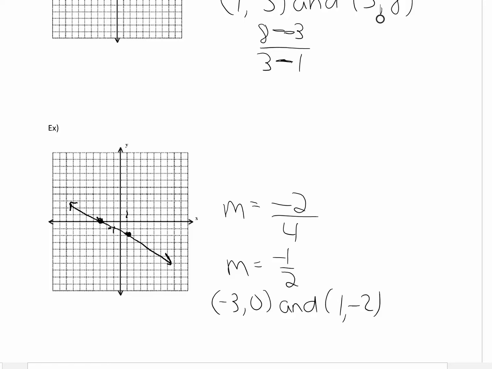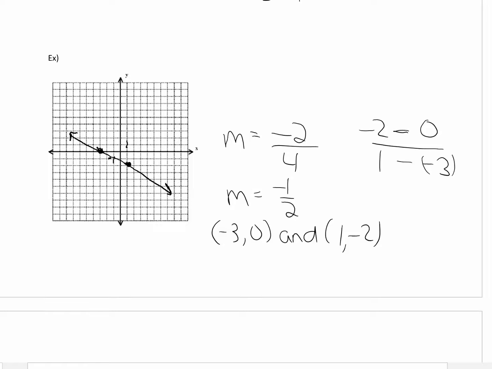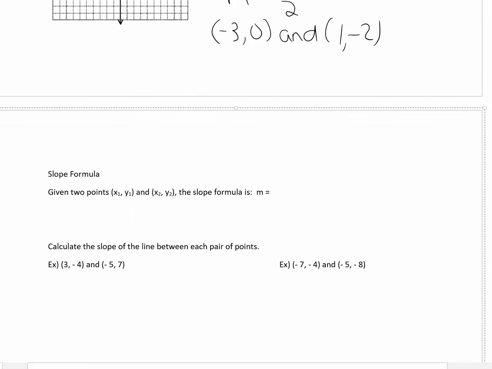All right, so again, I will put the change in y's on the top, and I'll put the x coordinates in the same order on the bottom. Negative 2 minus 0 is negative 2. And 1 minus a negative 3 is a positive 4. So it looks to me like to determine your slope, I'm going to subtract the y coordinates on the top, and I'm going to subtract the x coordinates on the bottom. All right, so let's write out the general slope formula then. Given two points, (x1, y1) and (x2, y2), the slope formula is m equal to y2 minus y1 divided by x2 minus x1.